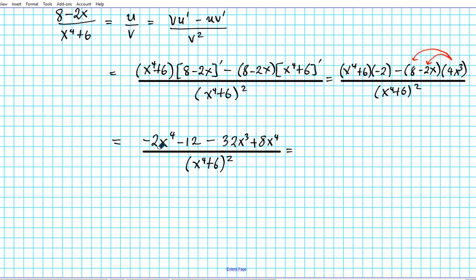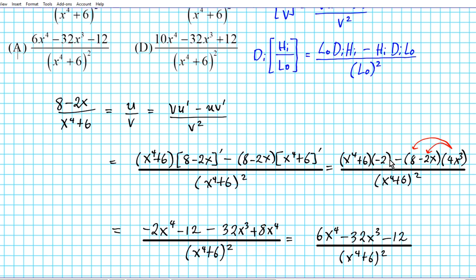We have common terms, negative 2x^4 plus 8x^4. That simplifies to 6x^4. And then nothing else can be combined. So minus 32x^3 minus 12. That divided by the denominator, which is (x^4 + 6) raised to the second power.